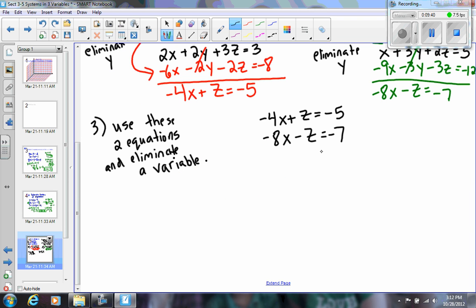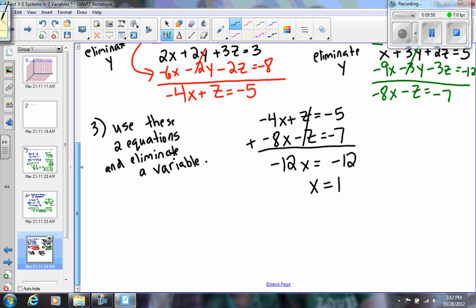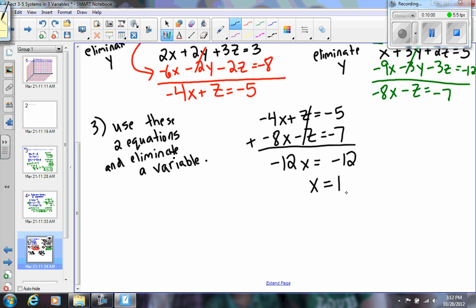Well, that's pretty convenient, because if I add these 2 equations together, the z's already drop out, don't even have to do anything. So we have -12x equals -12, and x equals 1. Now you might look at that and say, well, that was an awful lot of work to get that. Well, yeah, but now the hard part's done, because now I know x, and now it's just a matter of substituting values to find z next and then y.